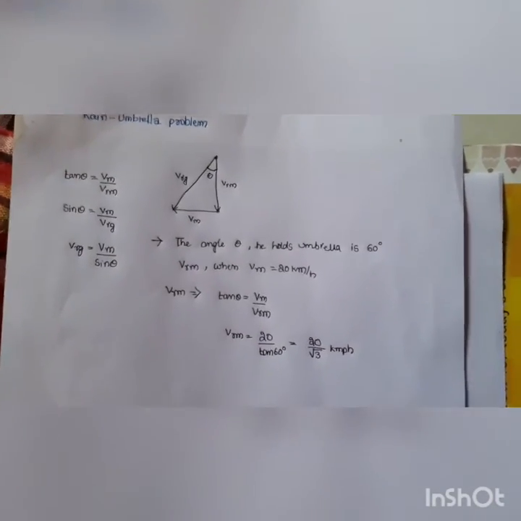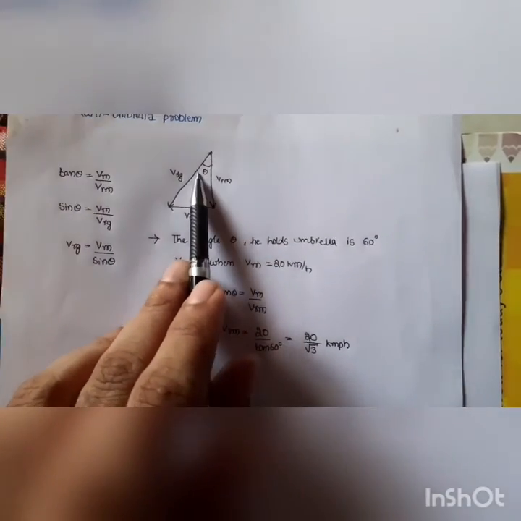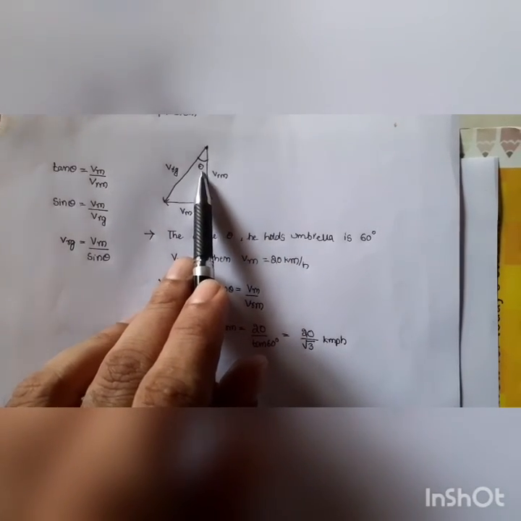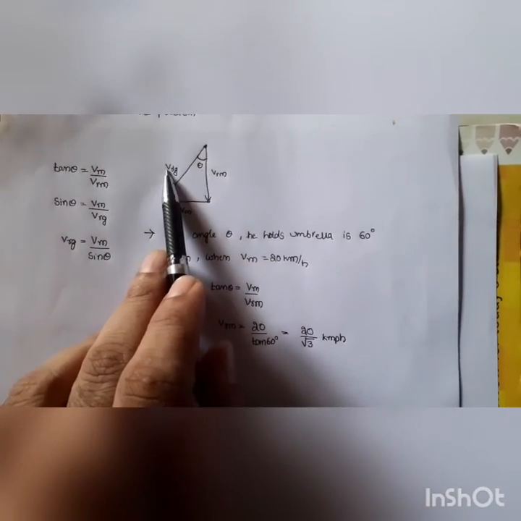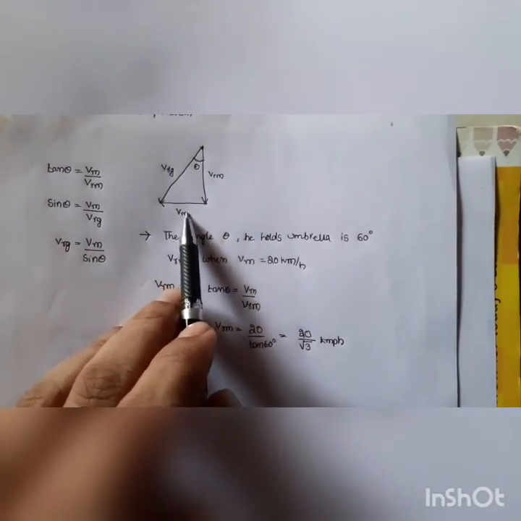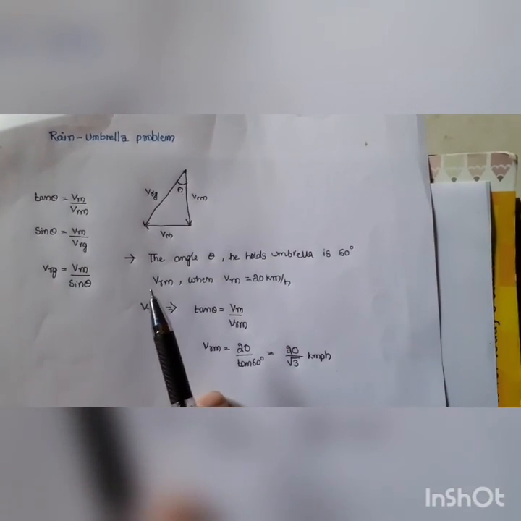So mostly the questions will be on what is the velocity of the rain with respect to the man if theta is given, or else they will be asking you to find at what angle theta should be given the velocity of the rain with respect to the ground, or the velocity of the rain with respect to the man. So these are the questions which will be asked in the rain umbrella problem.